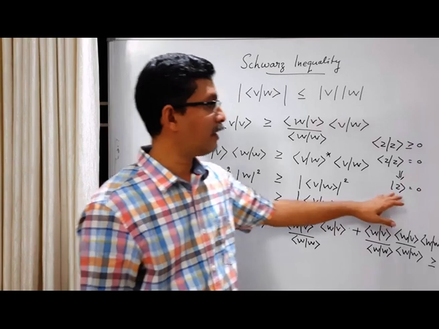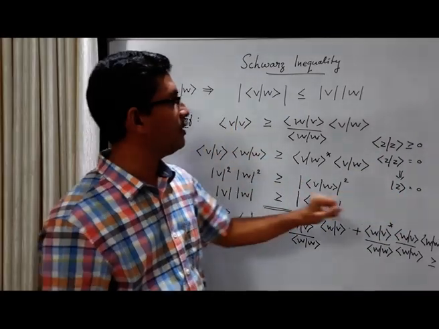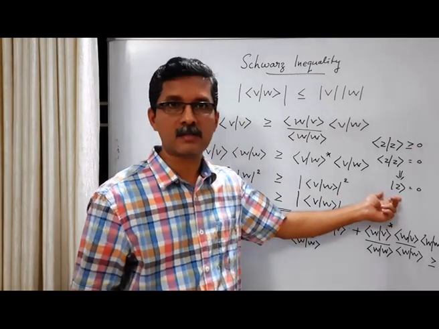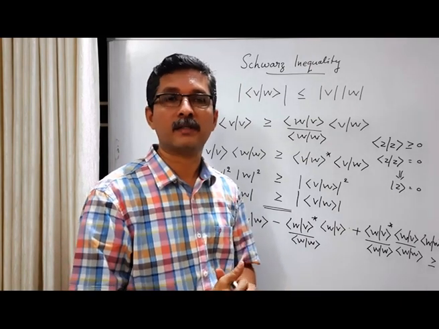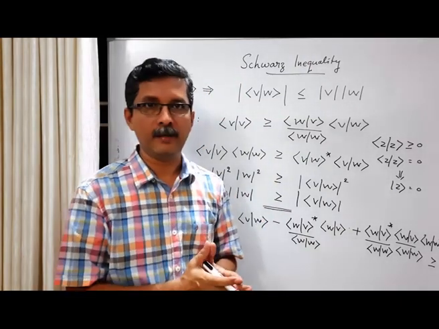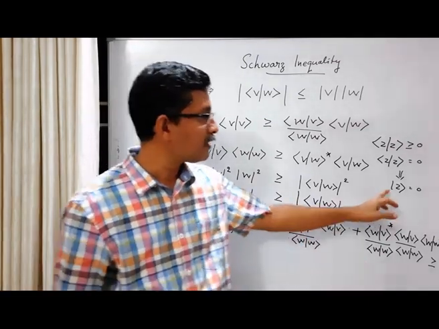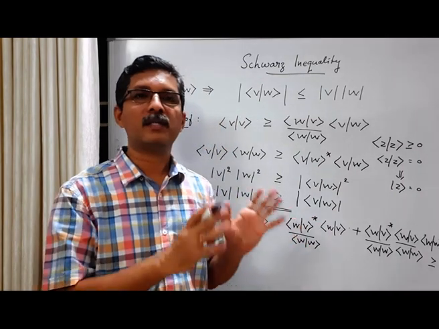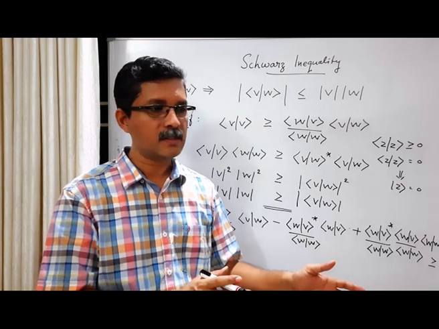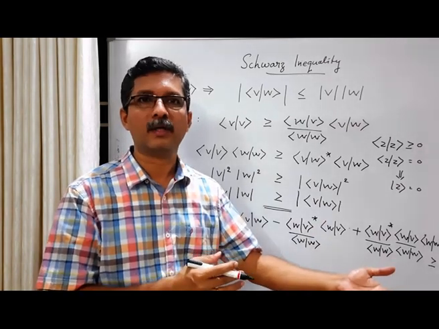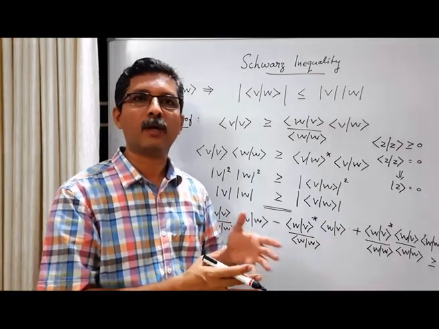Okay, only when the vector itself is a null vector. So this inequality becomes equality when the vector z that we have constructed becomes a null vector. But what was the vector z that we have constructed? It was the part of vector v which is orthogonal to vector w. So when this vector is equal to 0, it means there is no part of v orthogonal to vector w. That means ket v is parallel to ket w. So this inequality becomes equality when ket v and ket w are parallel to each other.